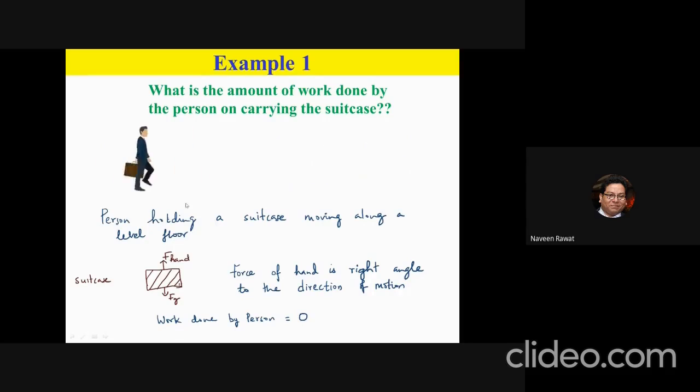So when the person is moving along this straight line, the direction of motion is 90 degrees to the application of force by your hand. And so the dot product, which is the magnitude of the force times displacement times the cosine of the angle, which is 90 degrees, will be zero.